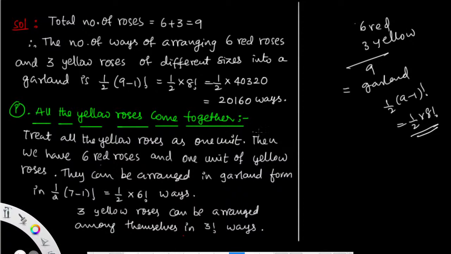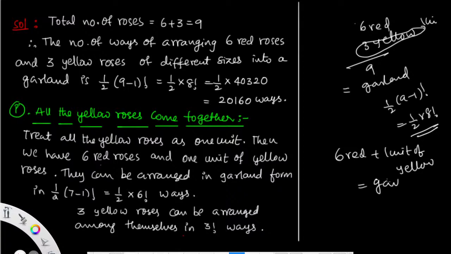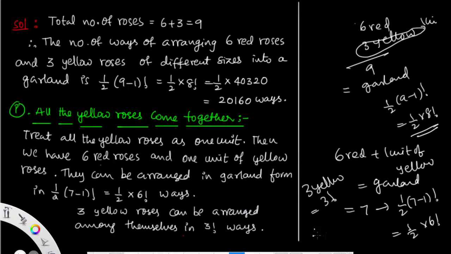In this, all the yellow roses come together. All the yellow roses means make a bundle, which is 1 unit. Then 6 red plus 1 unit of yellow roses, totally 7 things in the form of a garland. 7 things in garland form means half into 7 minus 1 factorial, that is half into 6 factorial ways. But we took the 3 yellow roses as 1 unit, so internal arrangements are 3 factorial ways. Therefore, arrangements are half into 6 factorial into 3 factorial ways. This is the first, all the yellow roses come together.